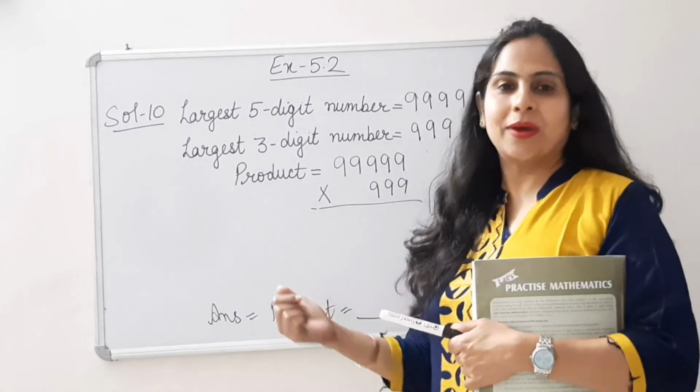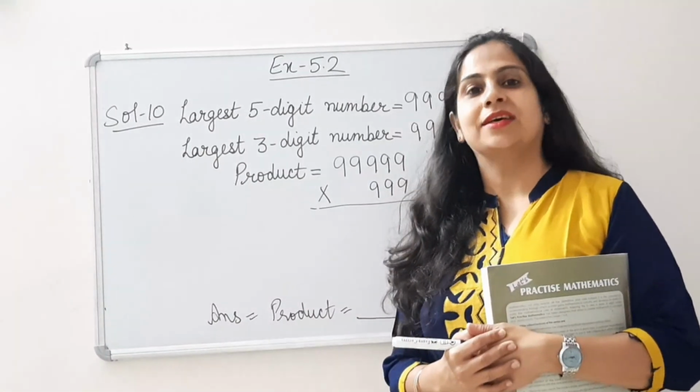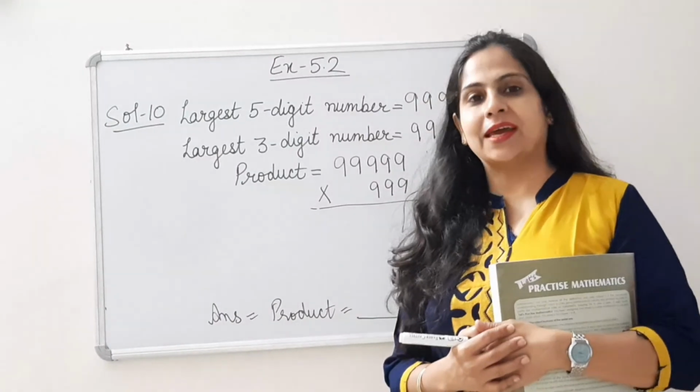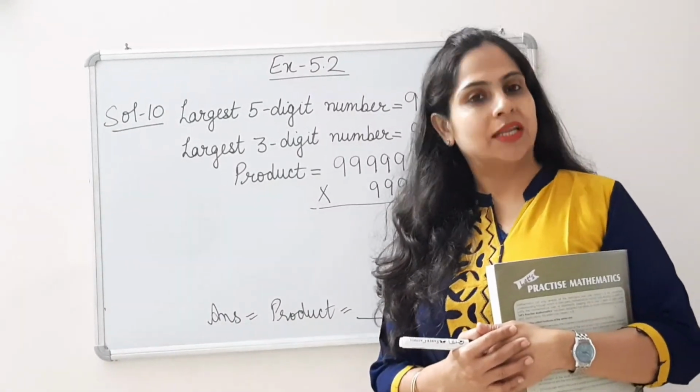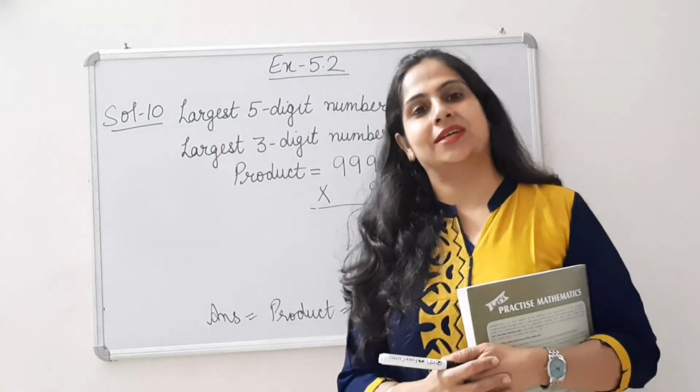With this question our unit 5 multiplication is over. Now your homework is do question number 9 and complete question number 10 in your register.